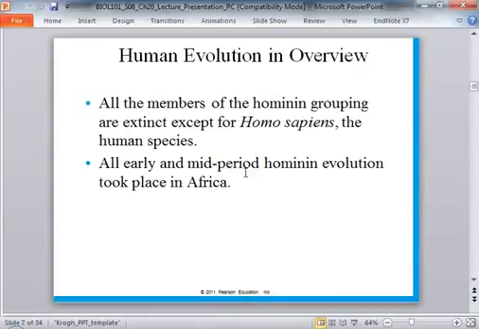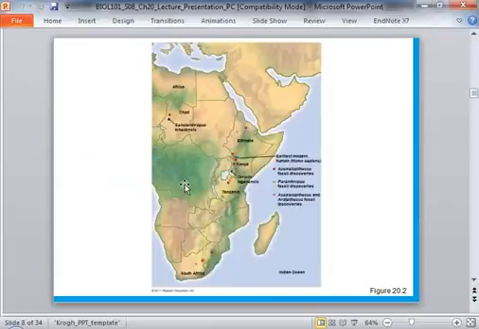All the members in the hominin grouping are extinct except for Homo sapiens. We are the only one that made it through, and most of our evolution took place in Africa. For a while it was believed that everything took place right here in this region of Africa, but as people have found and done more anthropaleontologist things going around, we found other sites elsewhere where we see hominin evolution occurring. It's almost all going to take place in Africa until relatively recently, but it all started here.